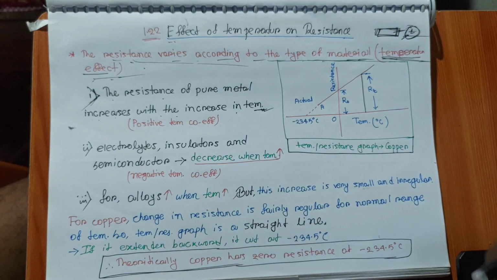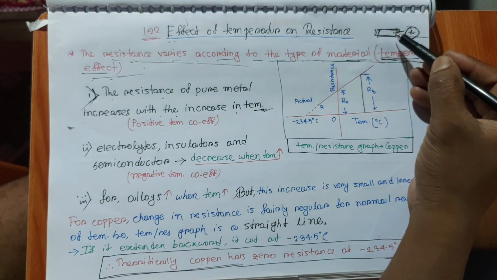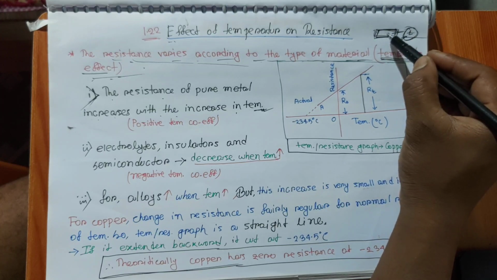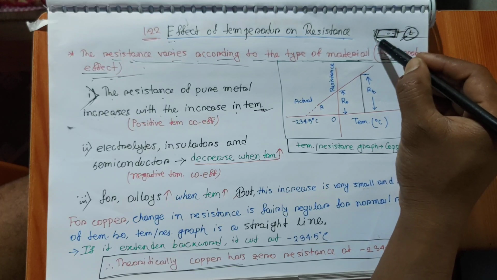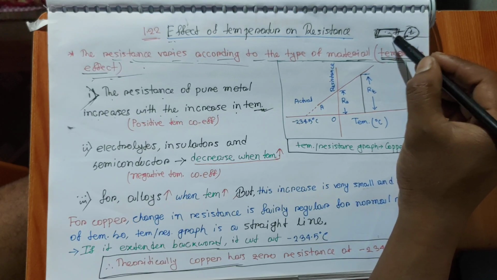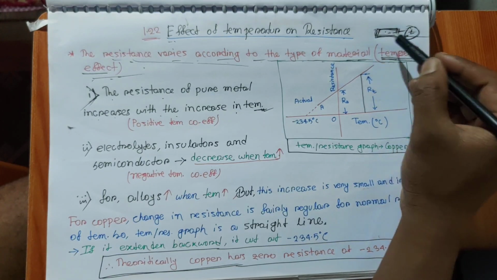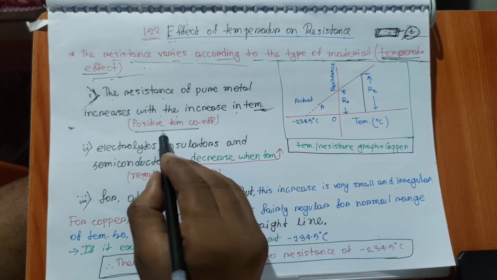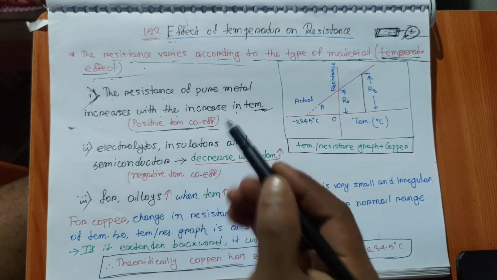Suppose this is a pure metal substance, and if we increase the temperature of this metal body, then the resistance of this pure metal will also increase. That is called positive temperature coefficient.